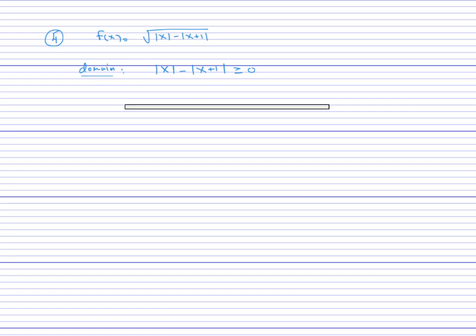So first we're going to draw an x-axis, and we're going to ask the question: where does the absolute value become 0? So here, only if x equals 0. And here, only if x becomes minus 1. And here we have 3 different cases that we need to take into account. Case number 1, what happens if x is less than minus 1? Case number 2, what happens when x is between minus 1 and 0? And case number 3, what happens when x is at least 0?